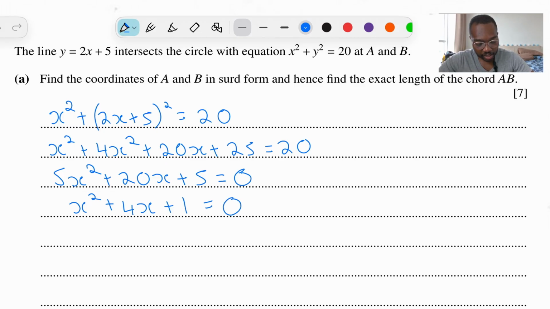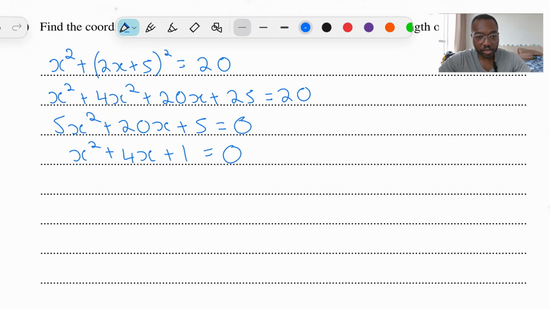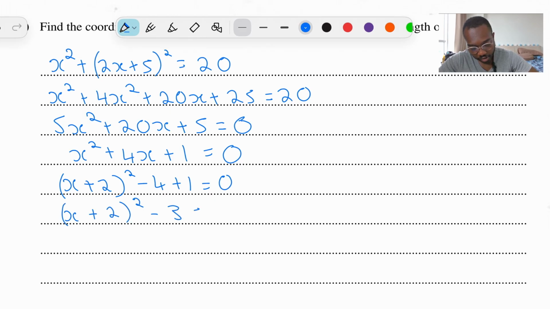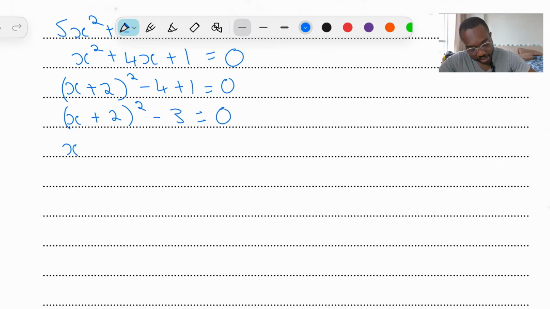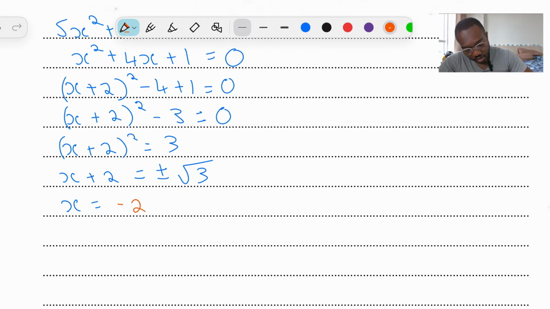Now, this question, again, we can't factorize normally, so we're either going to use the quadratic formula or complete the square. I'm going to complete the square, so therefore we get x plus 2 squared minus 4 plus 1 is equal to 0. x plus 2 squared minus 3 is equal to 0. x plus 2 squared, therefore, is equal to 3. x plus 2 is equal to plus or minus the square root of 3. Therefore, our x value is equal to minus 2 plus or minus the square root of 3.